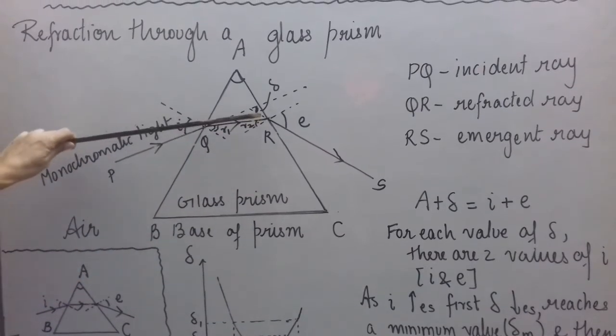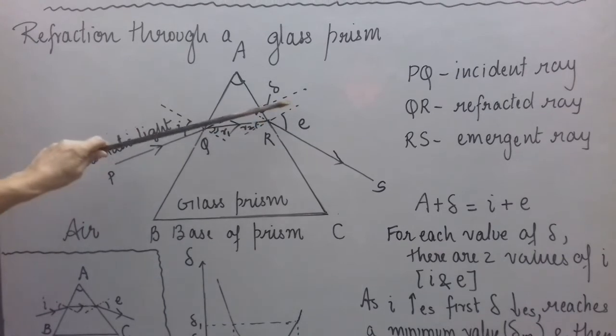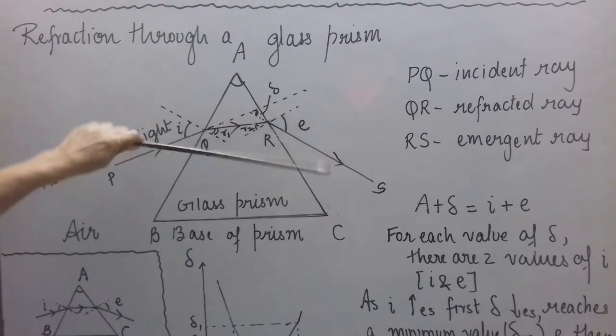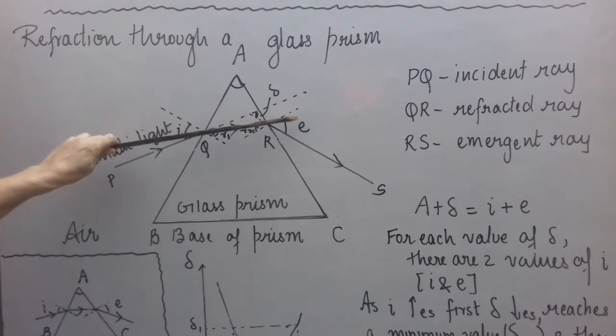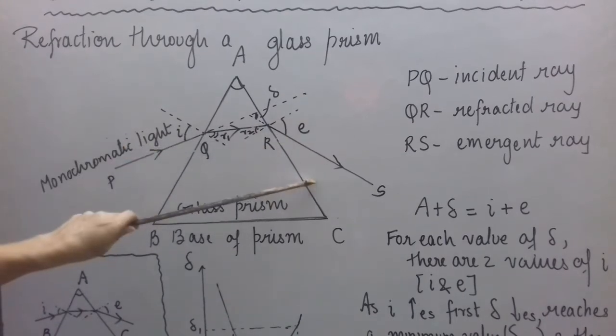So this is the original direction. So away from the normal. This is the normal. So it will be this way. So you have to show it below this, bending away from the normal.